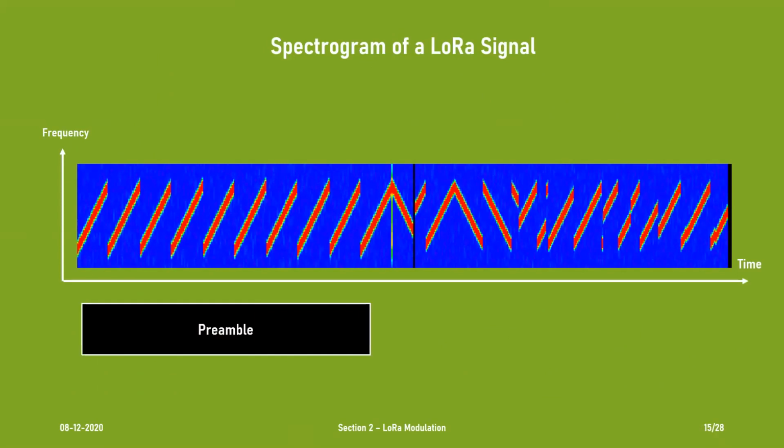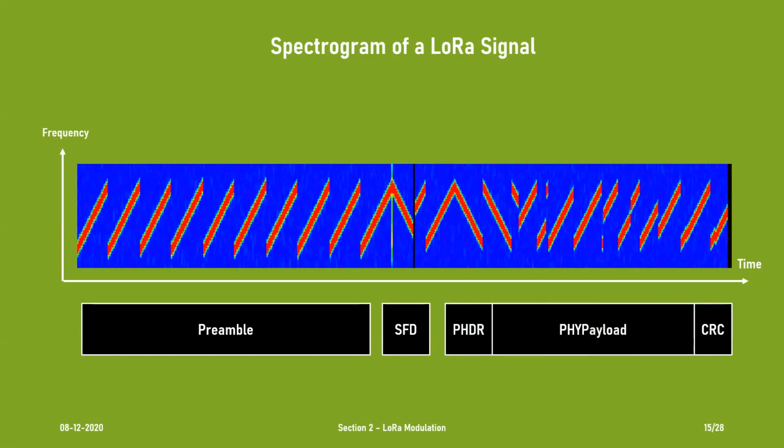So the preamble sequence comprises some up chirps that help the end device or the gateway, essentially the receiver, to understand that, hey, heads up, the data is about to come. Then there's a start of frame delimiter to tell the receiver that, hey, the preamble is over, now you will be seeing some packets. And these chop chirps are actually your packets. So that's how you could basically disintegrate a spectrogram of a LoRa signal.